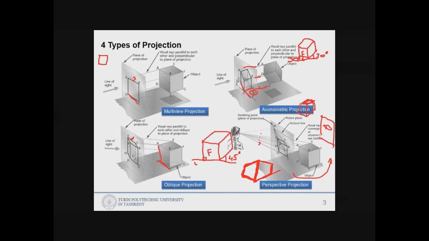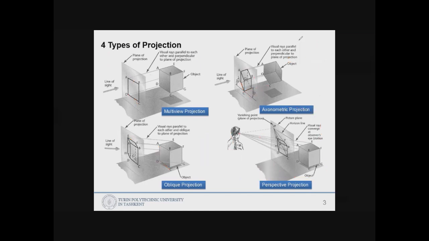But the sides, this one and that one, the first edge and second edge are not equal. So different. Why? Because the rays are not parallel. So that is perspective projection. So let's see them in more detail in the next slides.